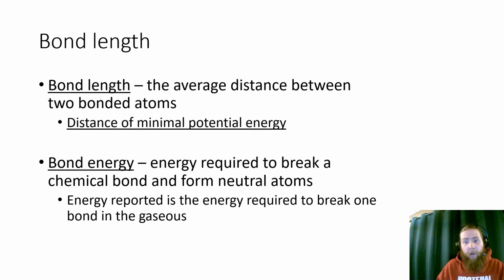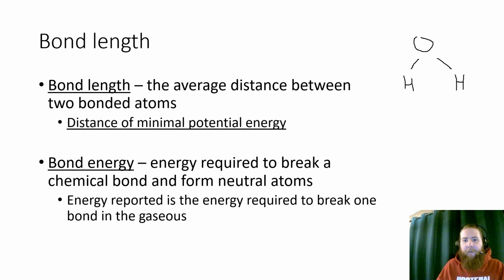Bond length: not all bonds are the same length. Some are short, some are medium length, and some are long. Bond length is the average distance between two bonded atoms. So in our polar atoms, like oxygen and hydrogen, these bonds are a certain distance apart. And this bond length is the distance of the minimum potential energy. So once again, these are going to form the most stable molecule they can.